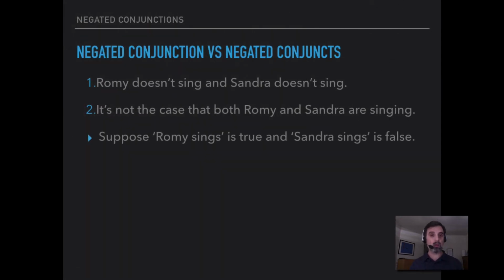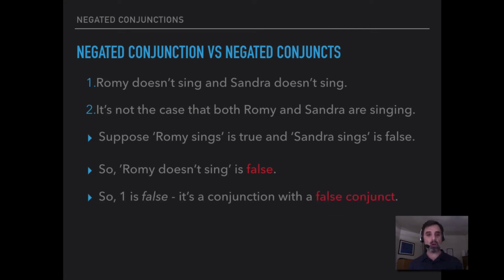To bring that out, let's suppose that Romy sings is true and Sandra sings is false. So R is true, S is false. Because Romy sings is true, Romy doesn't sing is false. Romy is singing, she is, yes. So is it true that she doesn't sing? No. Romy doesn't sing is false. That means that one is false.